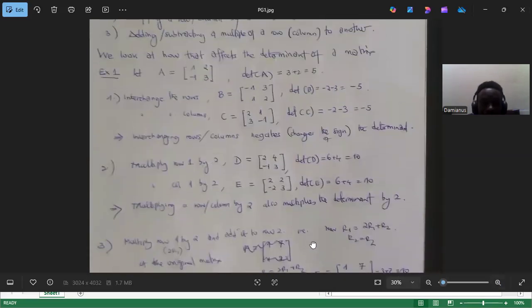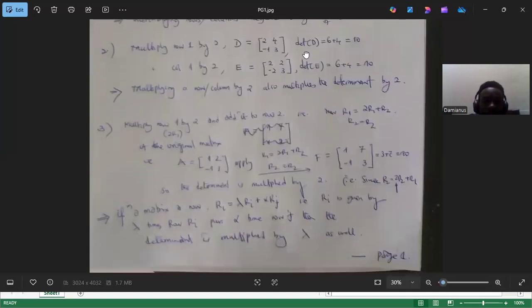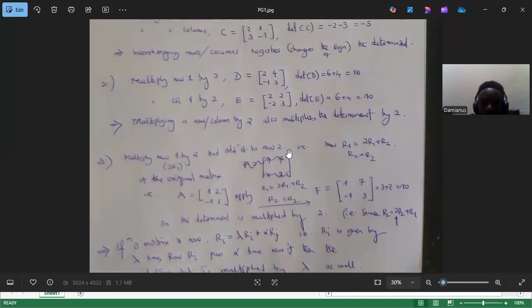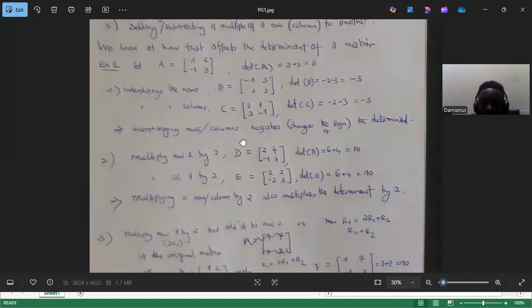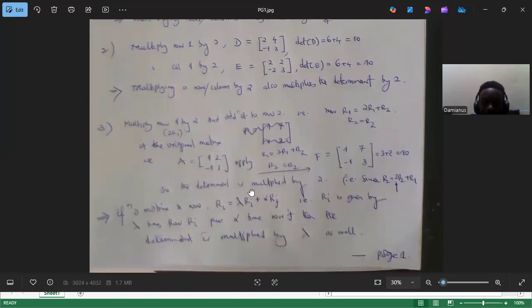So number 3, what happens when you add or subtract a multiple of a row to another? And here it is. Multiply row 1 by 2 and add it to row 2. So basically, our old matrix A, you apply this row operation. You keep row 2 as it is. Row 2 is minus 1, 3. Now create a new matrix F by multiplying row 1 by 2 and adding it to row 2. So you can see this will be twice this guy. It becomes 2, 4 here. Then you add it to the second row, and that becomes our new row. So 2 minus 1 is 1.